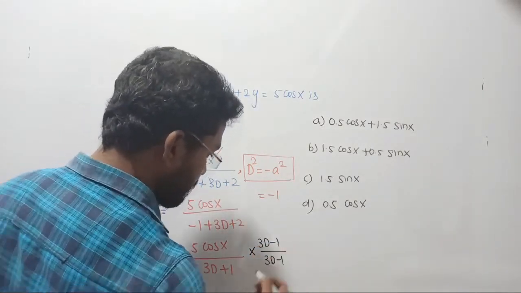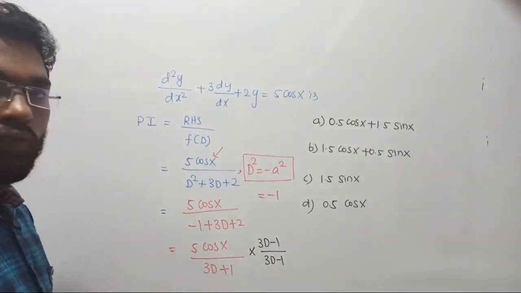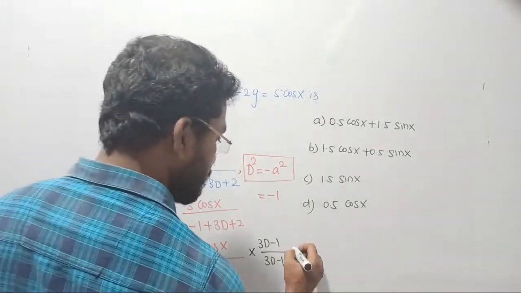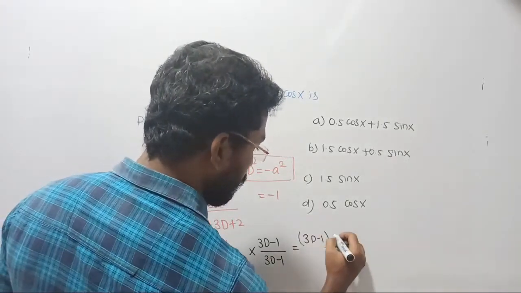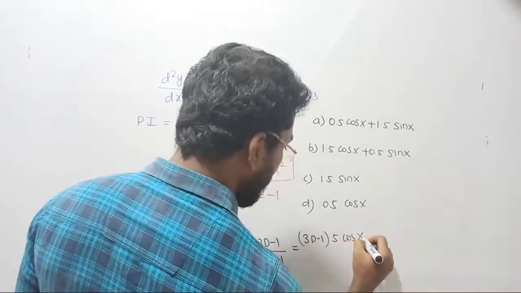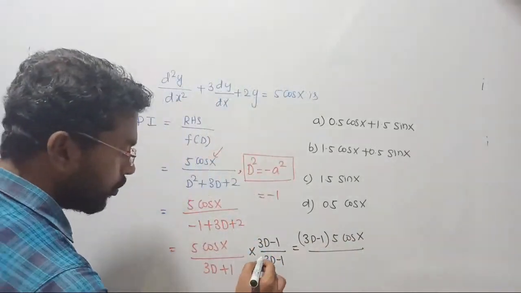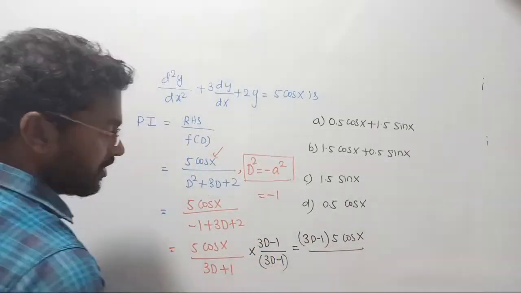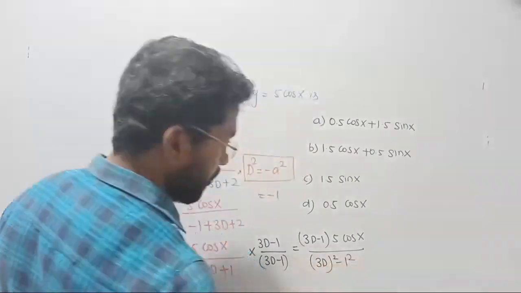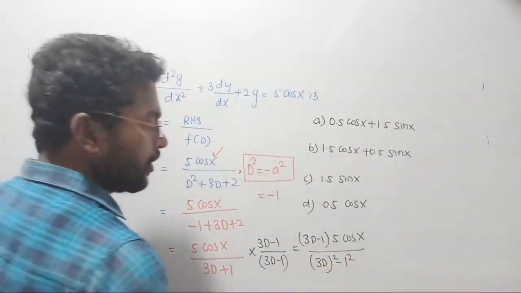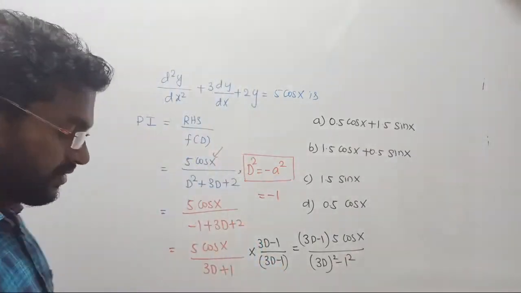3d minus 1. If I take the conjugate for this, then the numerator will be 3d minus 1 into 5 into cos x, whereas in the denominator you are going to get a plus b into a minus b, such that it becomes a square minus b square. So b square means 1 square, right?